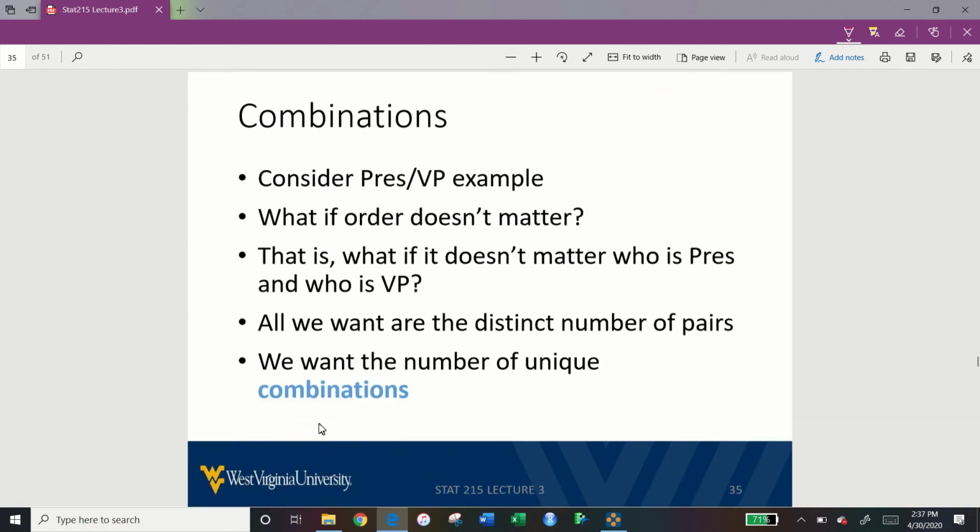Now that we've talked about permutations, let's move on and talk about combinations. It's important you keep permutations and combinations straight because these concepts are definitely similar. So let's consider our president and vice president example. In that case, it mattered. Being vice president and president are 2 distinct positions. Well, for now we consider, what if order doesn't matter? That is, what if it didn't matter who was president and who was vice president? All we wanted were a distinct number of pairs. In other words, we wanted to know the number of unique combinations.